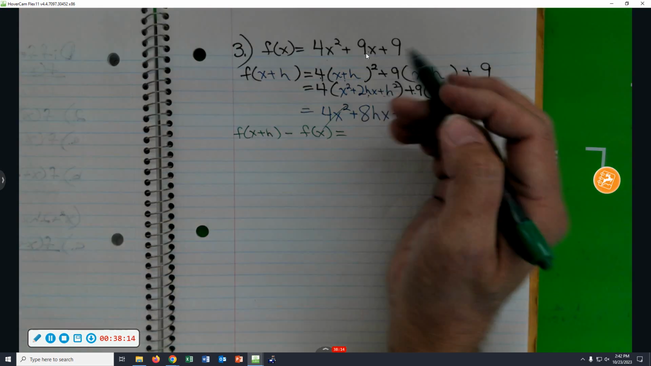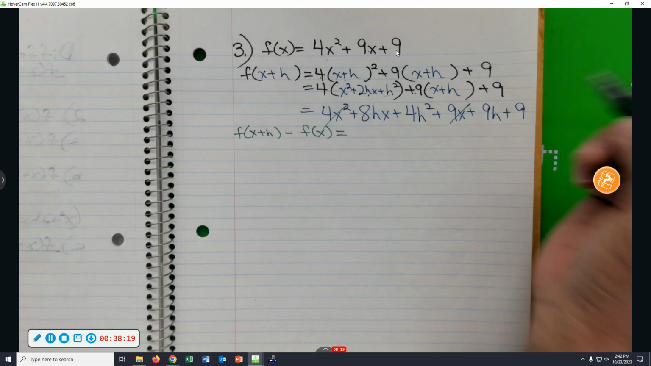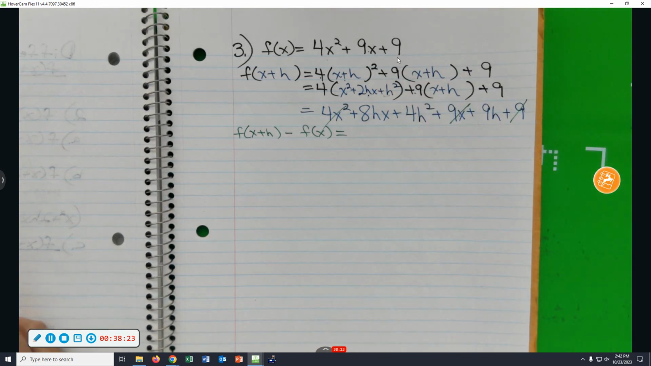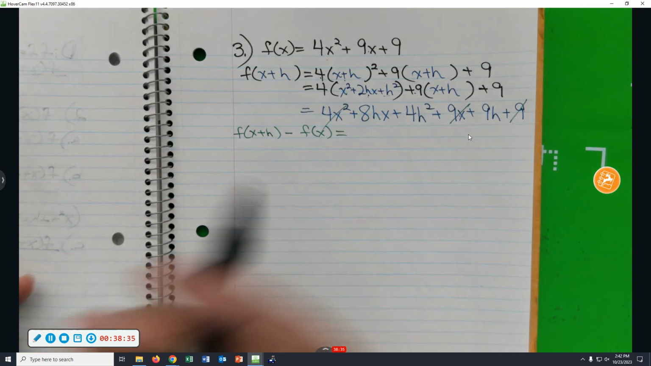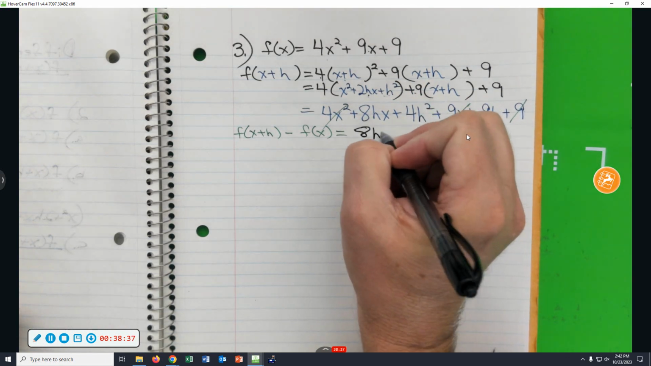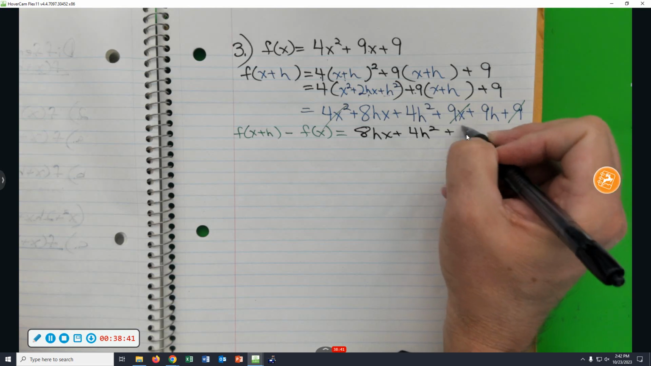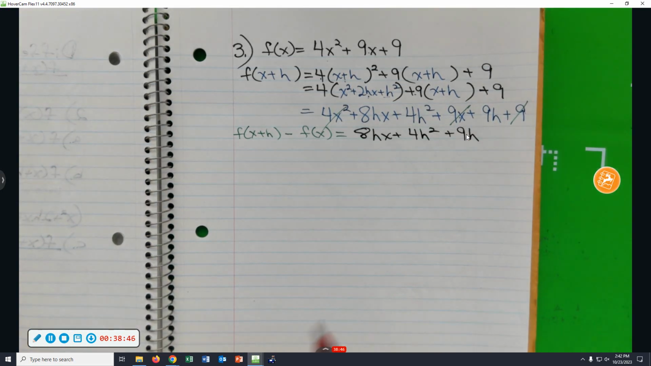9x minus 9x, that's gone. And the plus 9, 9 minus 9. Remember I said the only terms that are remaining have to contain what letter? H. What happened to that thing over there? So we have an 8hx plus a 4h squared and a plus 9h.